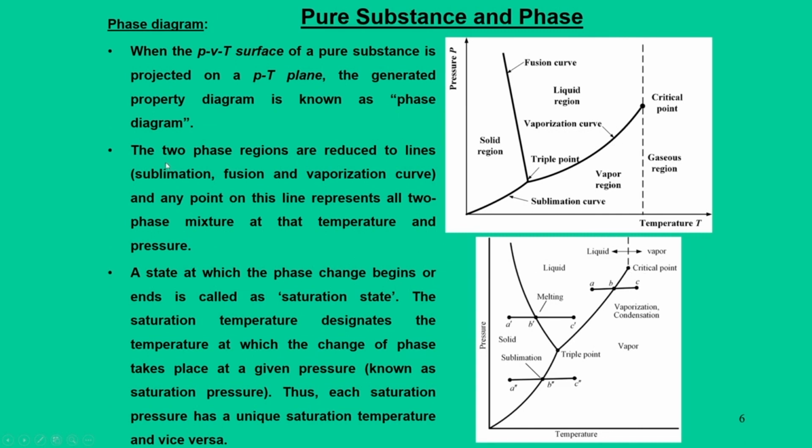To summarize, the two phase regions are reduced to lines, either sublimation, fusion or vaporization curve, and any point on this line represents the phase mixture at that temperature and pressure. The state at which the phase change begins or ends is called a saturation state. The saturation temperature normally designates the temperature at which the change of phase takes place at a given pressure, and we call this the saturation pressure. Thus, every saturation pressure has a unique temperature and vice versa.